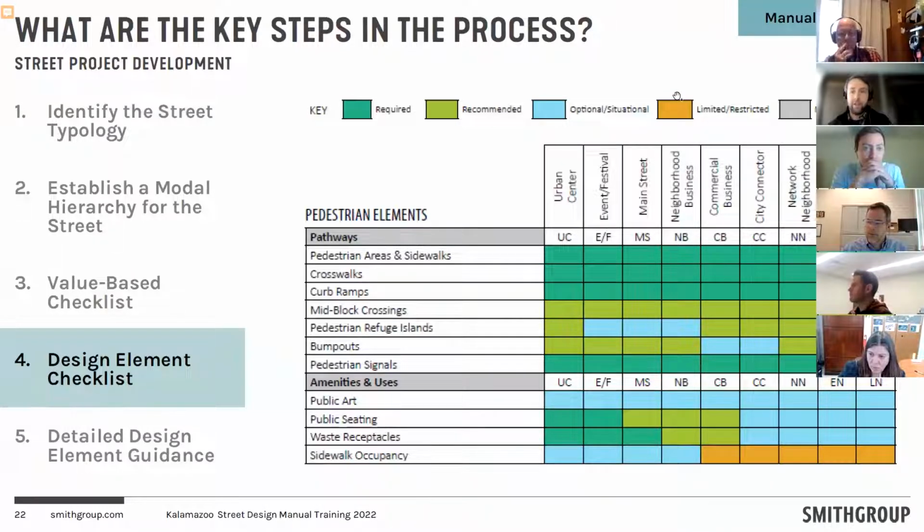And then the orange boxes are things that are limited or restricted. This is something that is usually either not allowed or allowed only under certain situations or conditions. And if that element is to be incorporated on that particular street, it may require some additional discussion with the design team to make sure there's a strong justification and case for that design element.